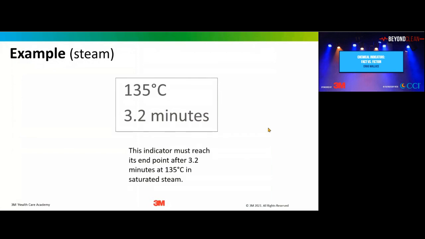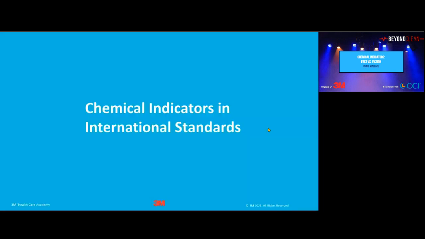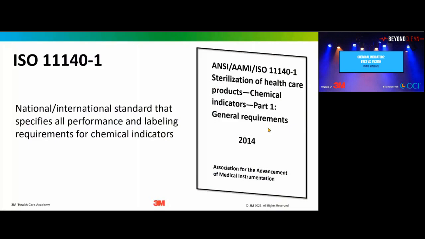So I've made some reference to some of these standards. So let's dig into the main standard that defines requirements for chemical indicators, and that would be this one. This is ISO 11140 Part 1, and you'll notice in the little graphic there, I've got it labeled as ANSI AAMI ISO. So this international ISO standard is accepted by the U.S. and made also into a U.S. standard. So the standards are identical, the AAMI standard and the ISO standard.